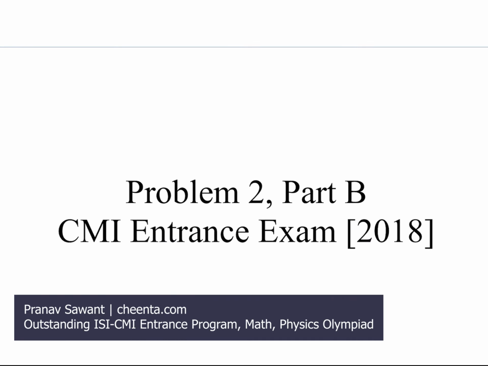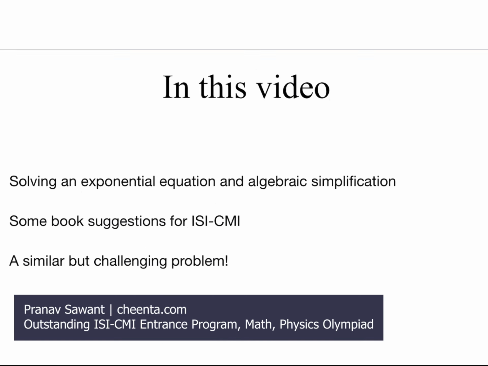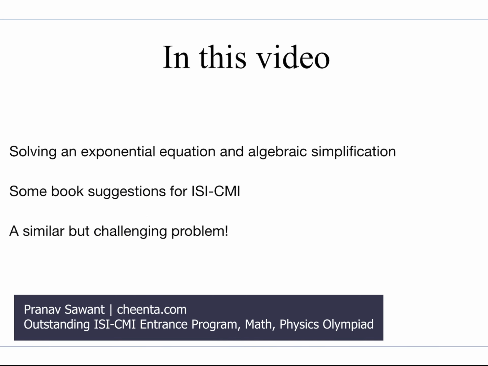This is problem number 2 from part B of the CMI entrance exam in 2018. CMI is, as you may know, a very reputed mathematical institute in India, the Chennai Mathematical Institute. And in this video, we're going to learn how to solve an exponential equation. And basically, the second part of it would be to simplify an algebraic expression. And after that, we're going to look at some book suggestions for ISI CMI. And then we have, at the end, a similar but challenging problem.